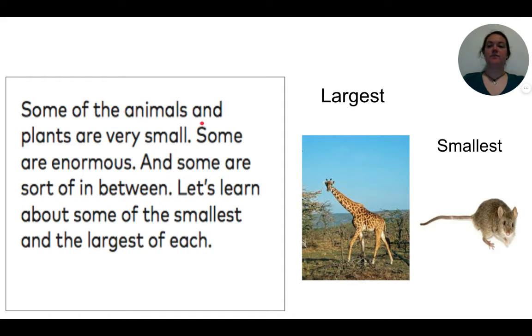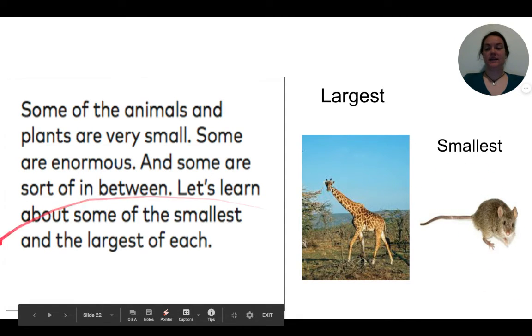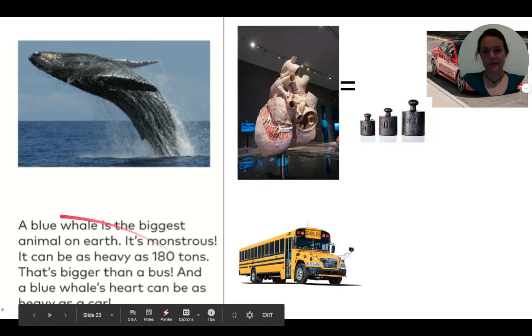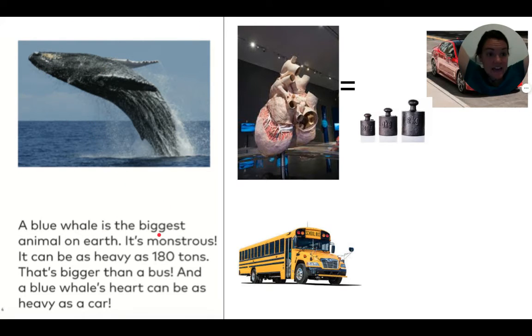Some of the animals and plants are very small. Some are enormous. And some are sort of in between. Let's learn about some of the smallest and the largest of each. So this is the smallest animal, and this is one of the largest animals on Earth. A blue whale, this is a blue whale, is the biggest animal on Earth. It's monstrous, which means huge.